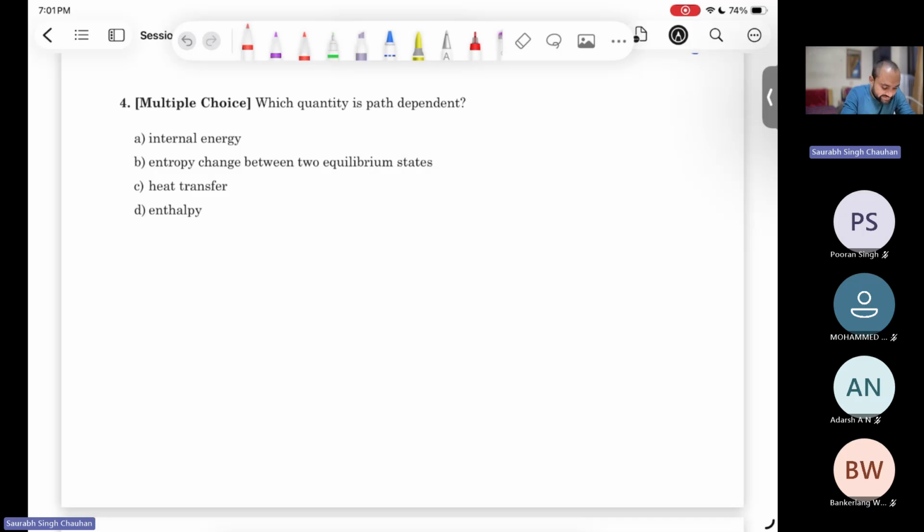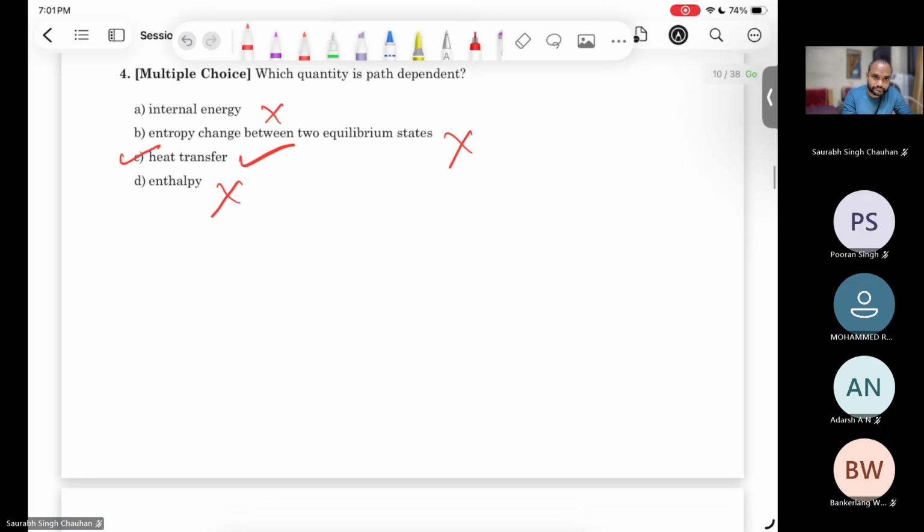So question 4, it says which quantity is path dependent. So now it is very easy. We have discussed this in quite detail. Internal energy, is this path dependent? No. Entropy change between two equilibrium states, again, no, we just discussed. Heat transfer is path dependent, yes. Enthalpy is not path dependent. So option C, heat transfer is path dependent. Okay, very easy.